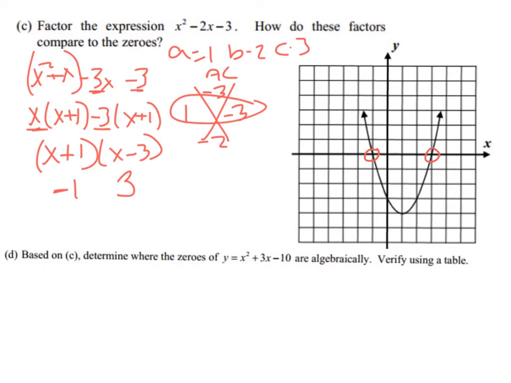Now in part D, they want us to do the same thing, but with this equation. So, same type of thing. My A is 1 and my C is -10 right here. So I do my AC method and do the X box here. 1 times -10 is -10. My B is 3. Okay. What factors of 10 multiply to 10 and go to 3? Let's see what we got here.